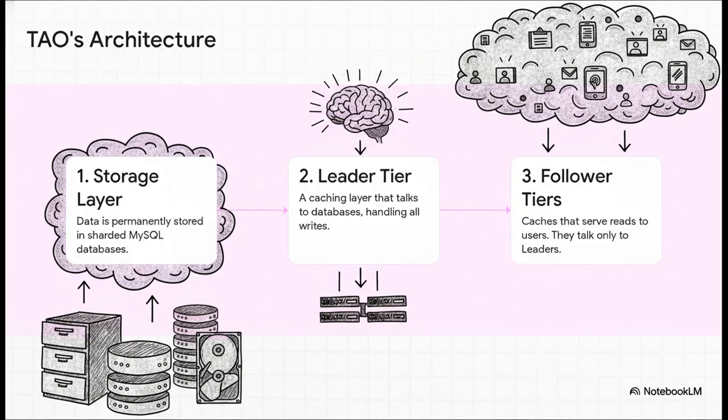Then, at the very top, you have the follower tiers. These are just massive layers of caches that do the grunt work, handling that billion-plus read requests from all of us. And here's the key. Followers only talk to leaders. They never ever touch the database. This is what protects the database from getting crushed.